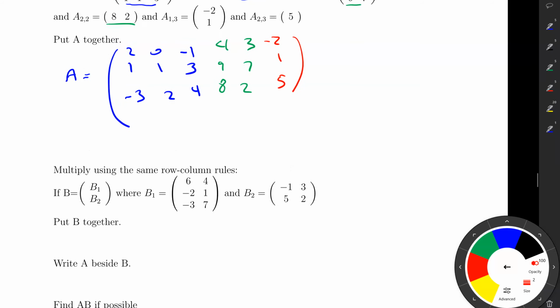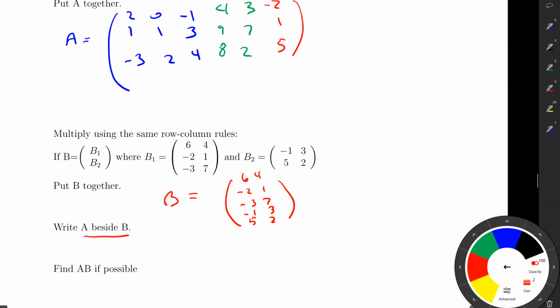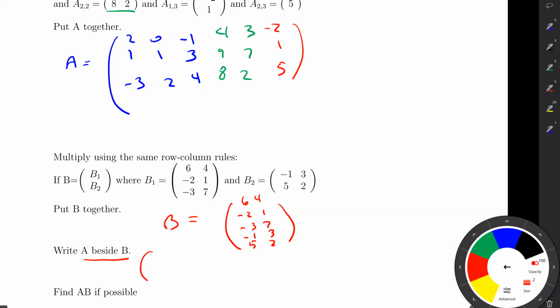All right, so let's put together our matrix B here. The matrix B looks pretty straightforward: 6, 4, negative 2, 1, negative 3, 7, negative 1, 3, 5, 2. Okay, so they want us to write A and B beside each other. So let's get A here: 2, 0, negative 1, 4, 3, negative 2, 1, 1, 3, 9, 7, 1, negative 3, 2, 4, 8, 2, 5. So that's the matrix A. And then here would be B.